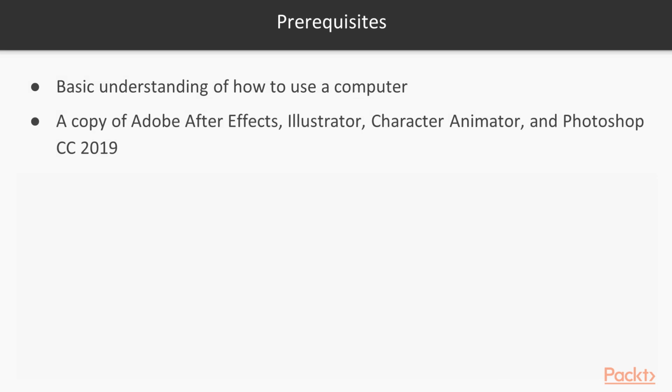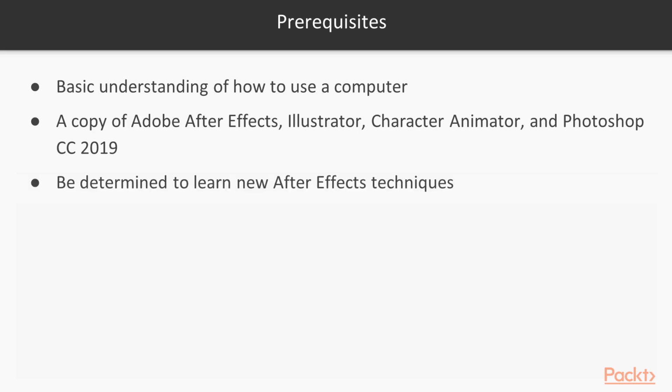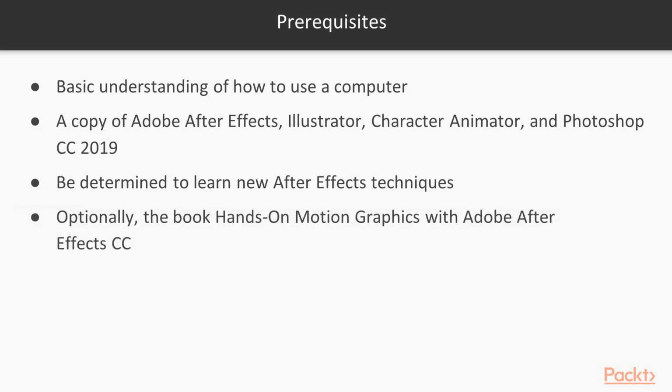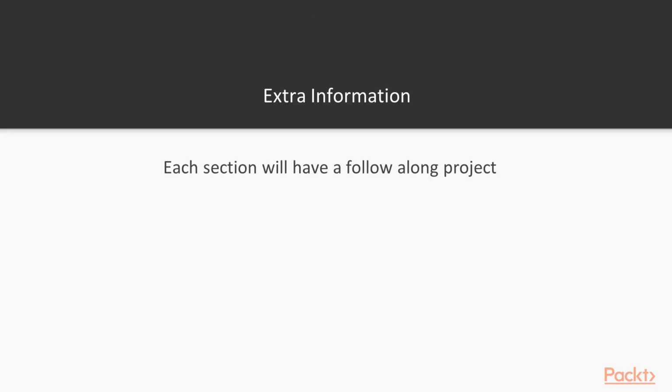The prerequisites for this course are a basic understanding of how to use a computer, a copy of Adobe After Effects, Illustrator, Character Animator, and Photoshop, CC 2019. Be determined to learn new After Effects techniques. And optionally, the book Hands-On with Motion Graphics with After Effects, CC. And some extra information, each section will have a follow-along project.